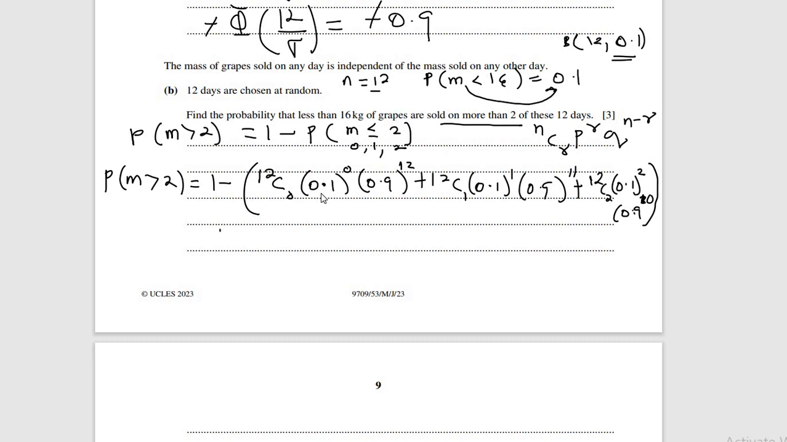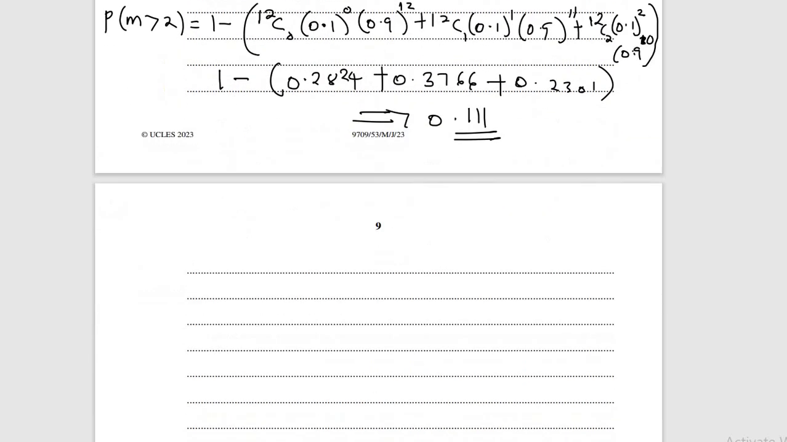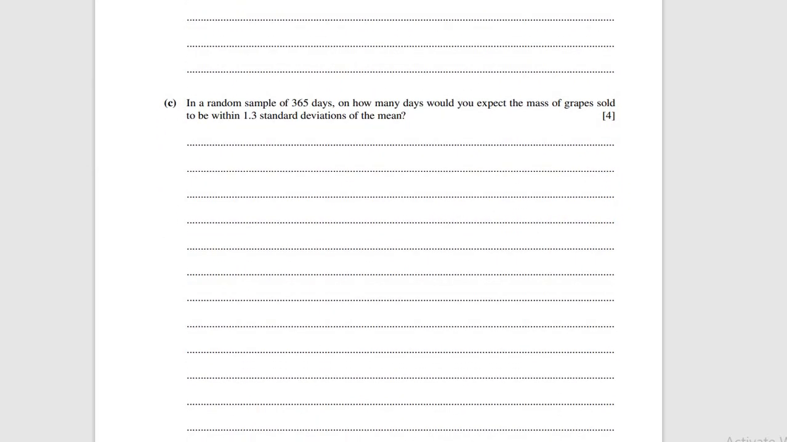So at the end of the day, we have 1 minus this first one, which will give us 0.2824. The second one will give us 0.3766 in your calculator. The third one gives us 0.2301. Add it together, 1 minus that. At the end of the day, we have 0.111. That's the probability of more than 16 kg of grapes being sold on more than 2 of these 12 days. Okay, next question. C.